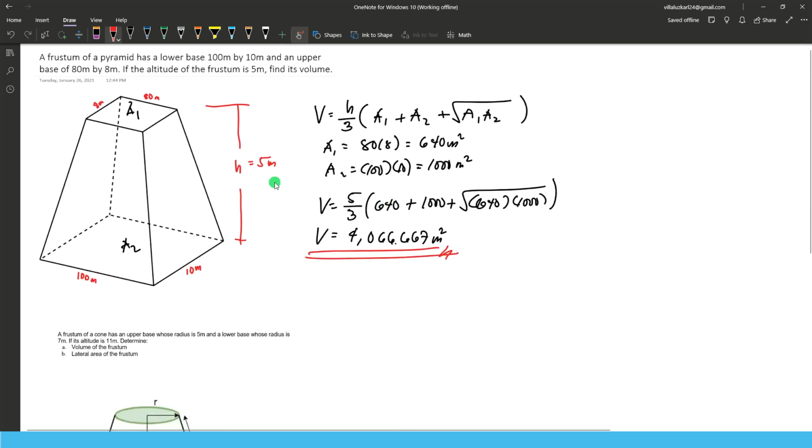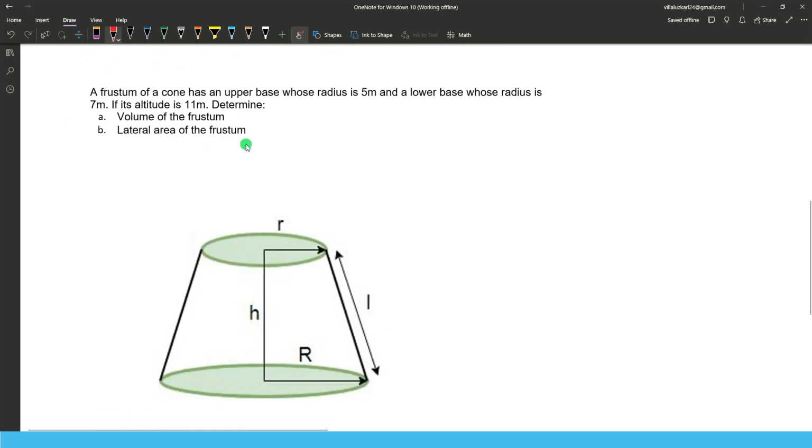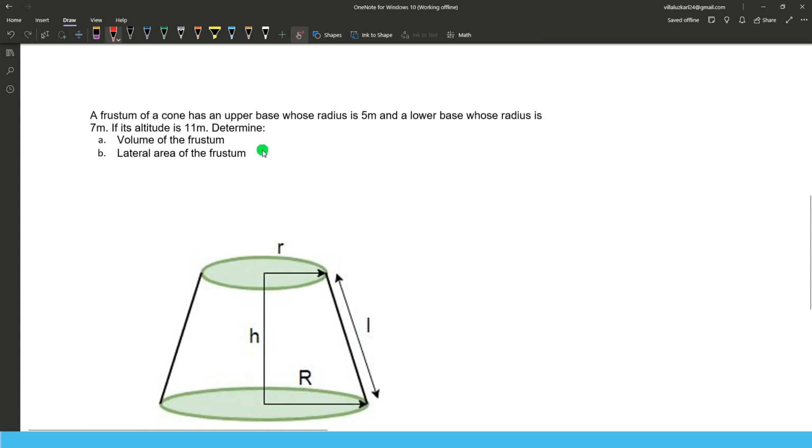Okay, for the next problem, we have a frustum of a cone having an upper base radius of 5 and a lower base radius of 7. The altitude is 11. Determine A, the volume, and B, the lateral area of the frustum. So what are the givens? Radius of the upper is 5 meters, lower is 7, h is 11.